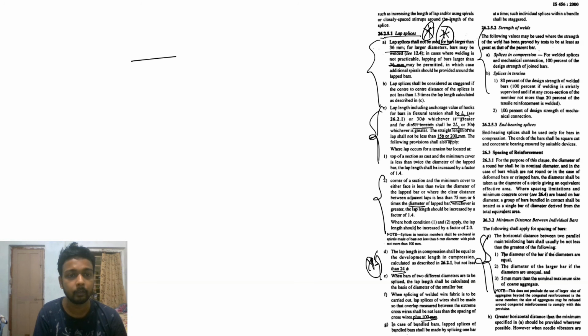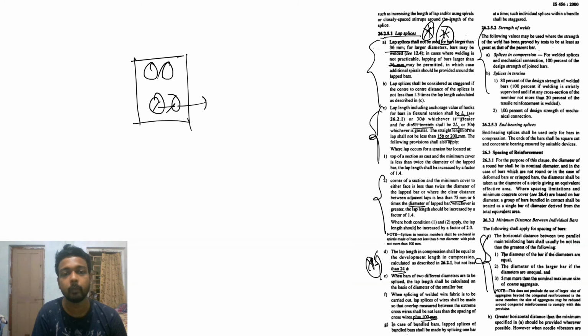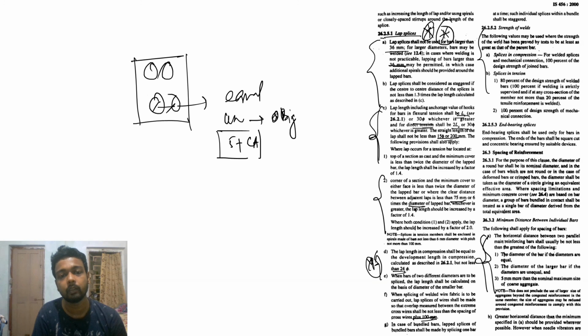Suppose I give you an example. This is the bar. So the minimum spacing should be equal if all the reinforcement is equal, otherwise if unequal, take the bigger value. Otherwise, use 5 mm plus the coarse aggregate size. So those are the three conditions.